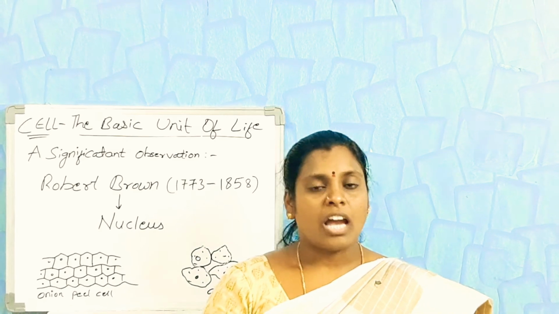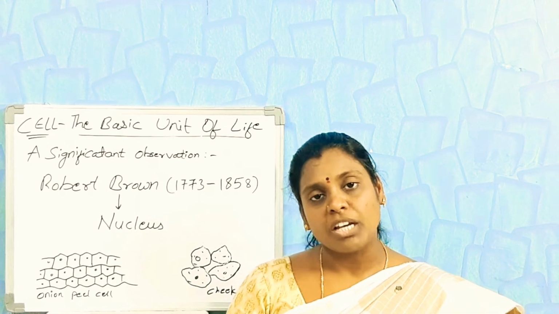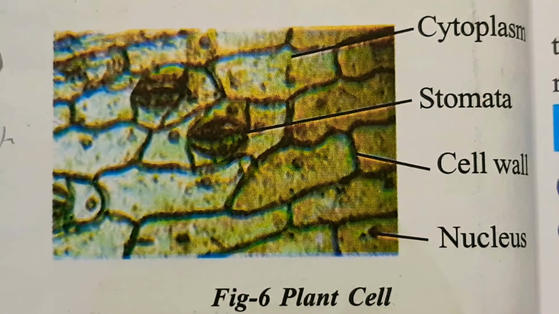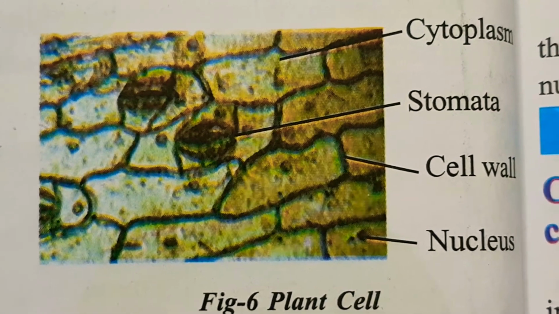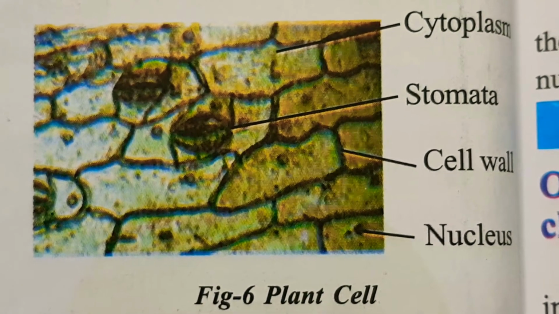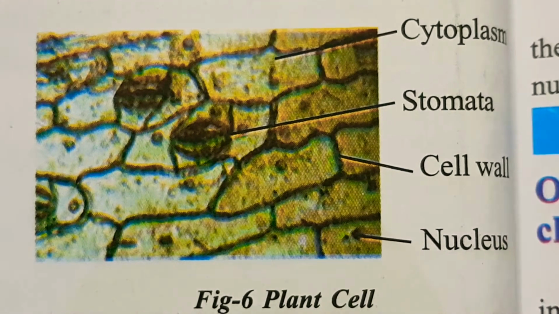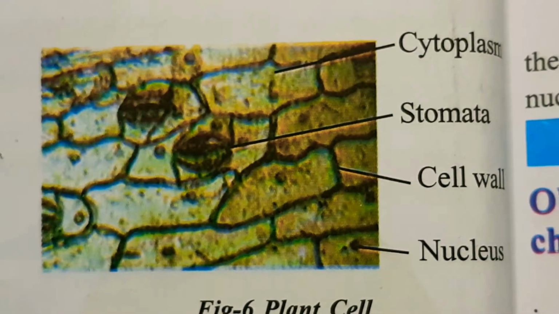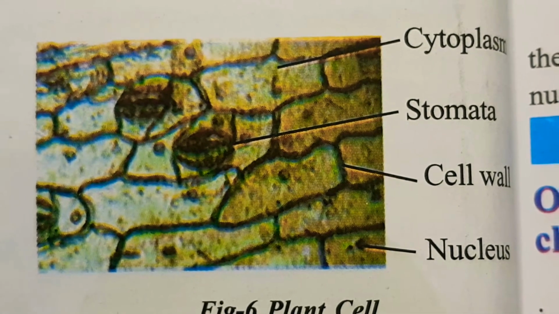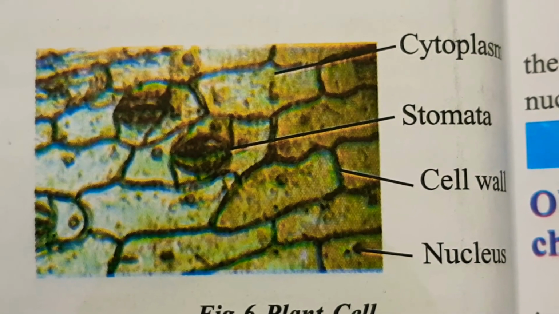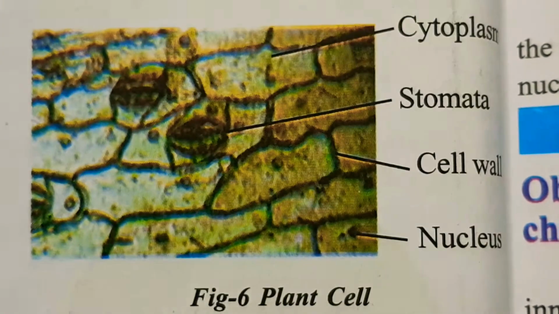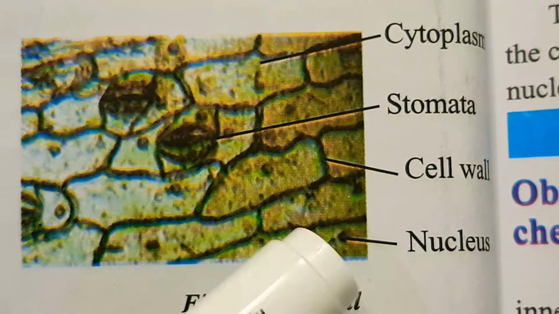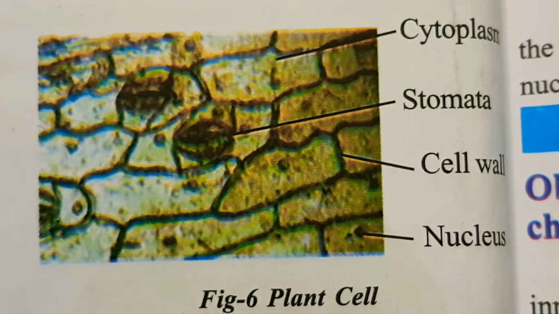Children, I will show the pictures from the book. If you see, this is a plant cell. You can observe the cytoplasm, stomata. Children, you know about the stomata, which helps in transpiration, means exchange of gases. The dark color line is the cell wall and the spot you are seeing is the nucleus.